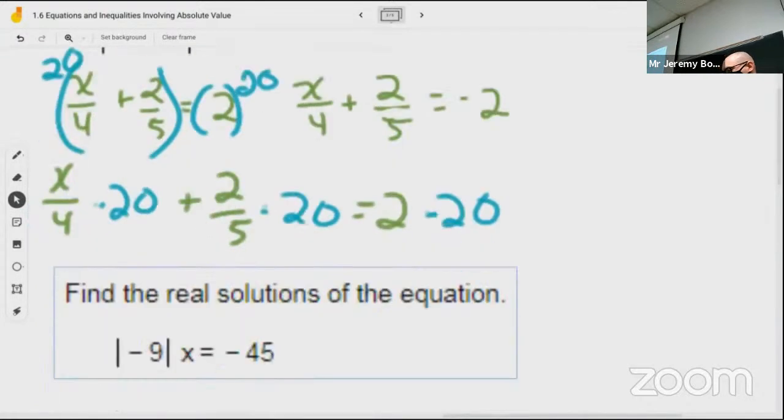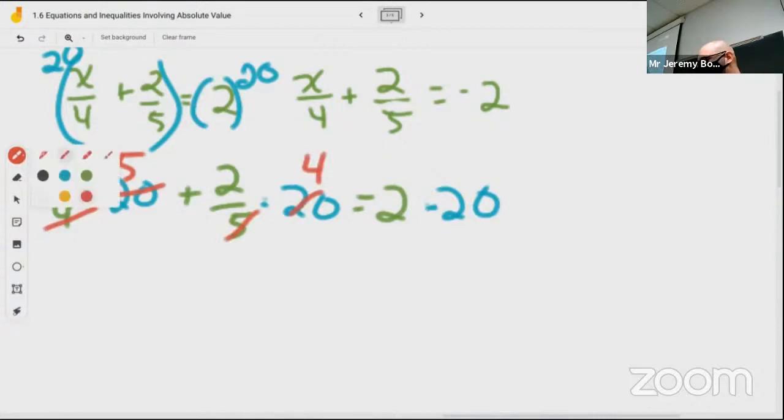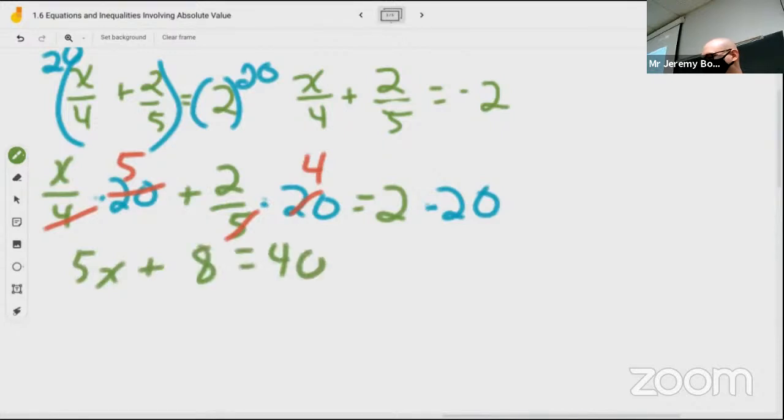And so if we work that out, what's going to happen? Well, just read. The 4 and the 20 will reduce. You're left with a 5 there. 5 and the 20 will reduce. You're left with a 4. There's nothing to reduce it on the right-hand side. So that's just going to be 2 times 20. So what we end up with is x times 5, which is 5x. 2 times 4, which is 8, is equal to 40.